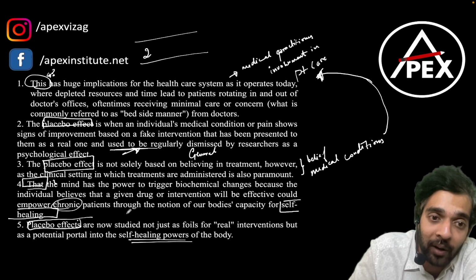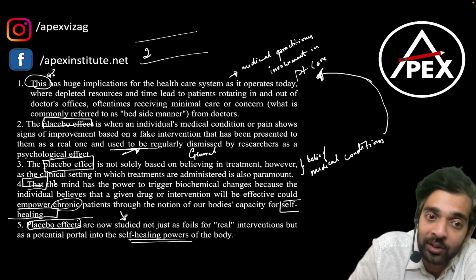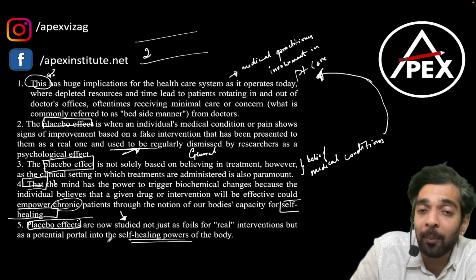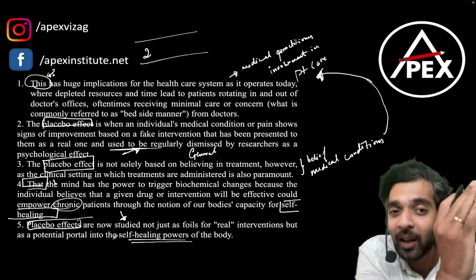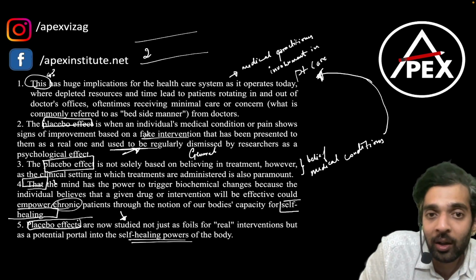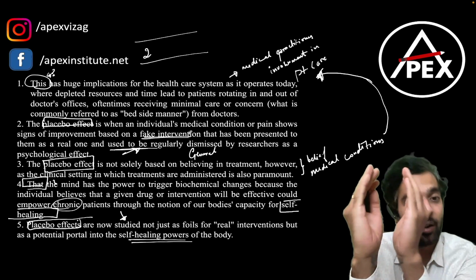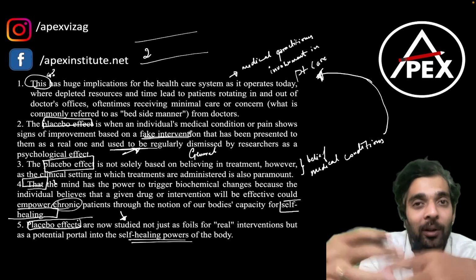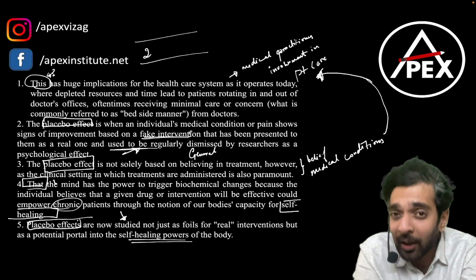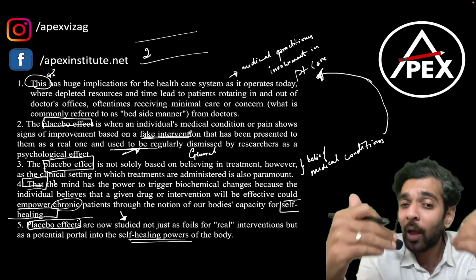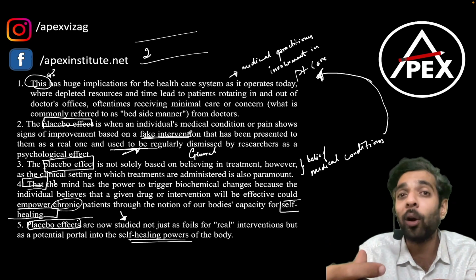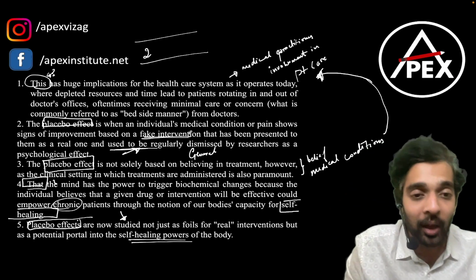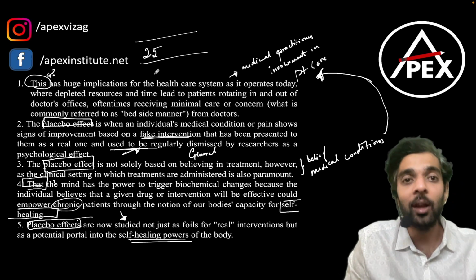And now what's he saying in 5? He's saying they're now studied not just as foils for real interventions, but as a potential portal into the self-healing power. So before we used to think that, okay, this is a fake intervention which is given over here. Yes, that this is a fake intervention, and this is just studied so that I understand something about how that person is treating. Maybe his psychology is helping him. But now what are we doing? We are actually looking at self-healing powers of the body. We are not just looking at the psychology of the person, we are also looking at the self-healing powers of the body. So definitely I can place 5 along with my 2.